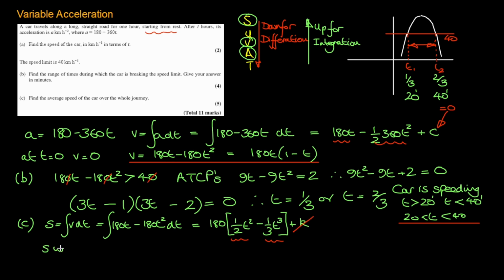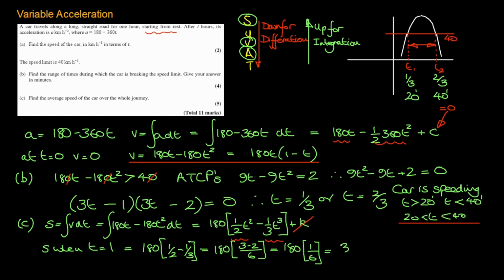So s, when t equals 1, is equal to 180 times, this will be a half minus a third. So putting these two in a common denominator, I get 180 times 1 over 6. And this is equal to 30 kilometers.